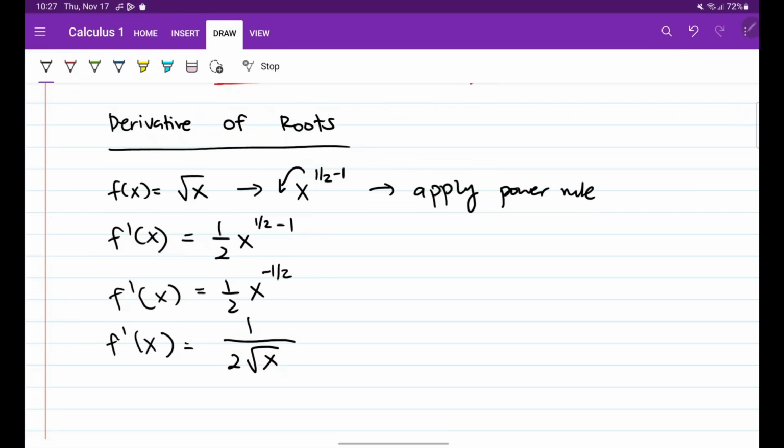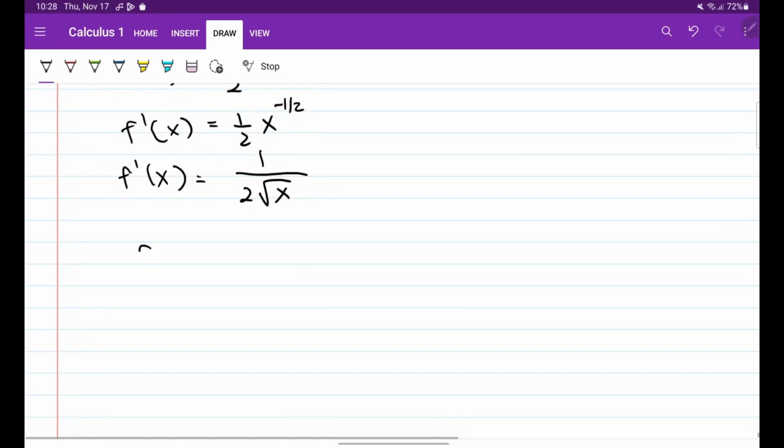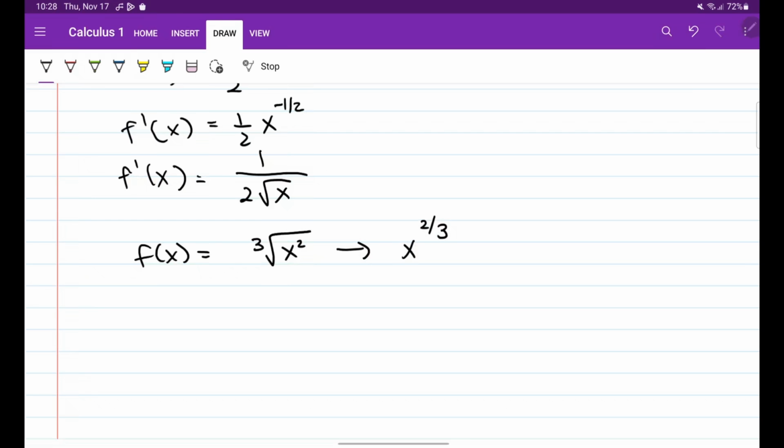Okay? So, sa kahit anong root, pwede natin gawin yan, no? So, for example, we have f of x is equal to cube root ng x squared. Okay? So, i-convert natin to into exponent. So, this will become x to the 2 over 3.